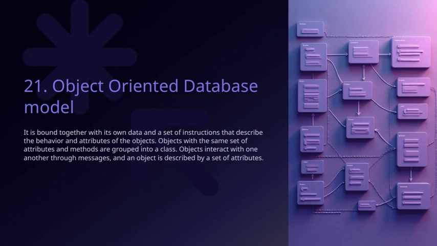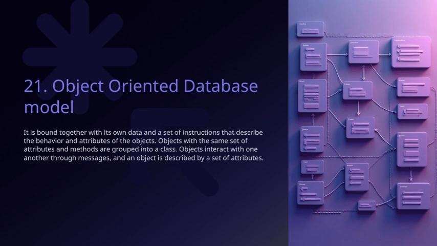So, at the core of the object-oriented database model, each object is essentially self-contained. It's bound together with its own data and a set of instructions that describe its behavior and attributes. Think of it like a small, independent unit that knows everything it needs to about itself. Objects that share the same set of attributes and methods are grouped into what we call a class. This grouping helps us organize and manage similar objects more efficiently.